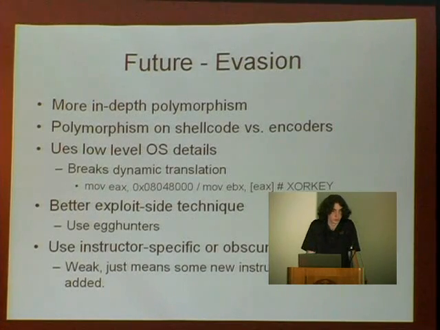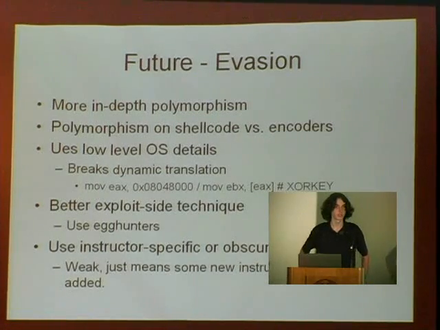The future of evasion. Well, the real future is just implementing all three rules properly. I mean, none of the encoders we looked at actually did that. All of them were missing some key feature or just really skimped on some things. So just do it more in depth and do it properly. I mean, polymorphism can be done on shellcode, or it can be done on encoders.